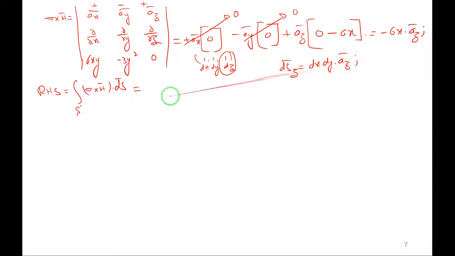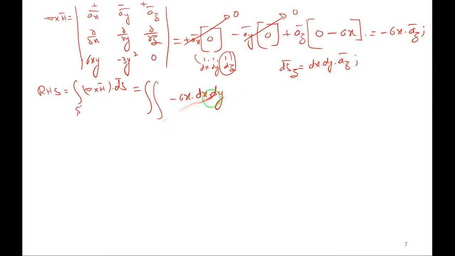So next I want to take del cross H. It is here, that is del cross H. dS is here. So take the dot product of del cross H and dS. So az dot az is 1. Remaining I will write, surface integral is a double integral. So minus 6x into dx dy. Take the dot product of this. az dot az, minus 6x into dx dy, right?